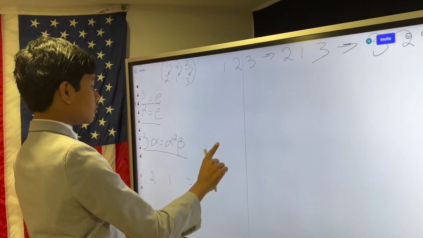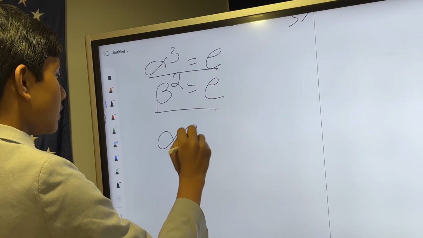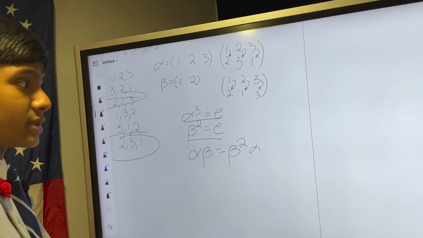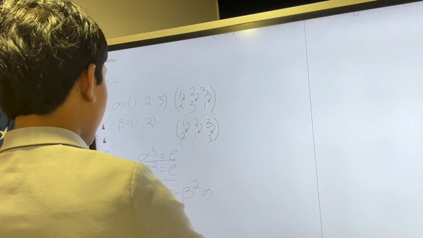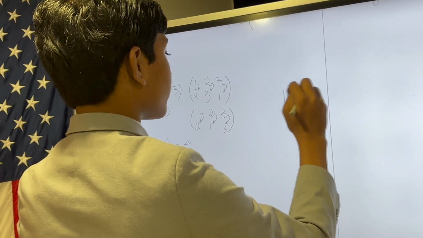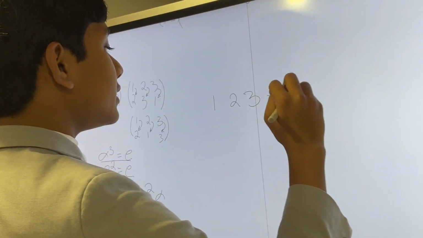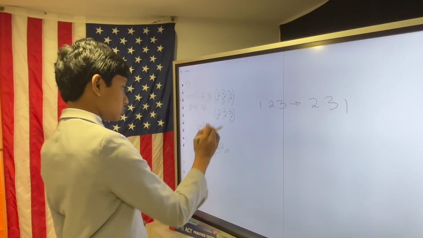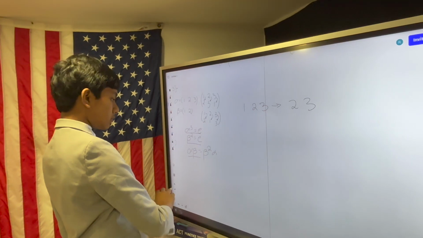And this is, of course, equal to alpha squared beta is equal to beta squared alpha. So, of course, that's not hard to see. First, let's try alpha of beta. So first we turn from 1, 2, 3 to 2, 3, 1 via beta. And, 2, 1, 3, sorry.